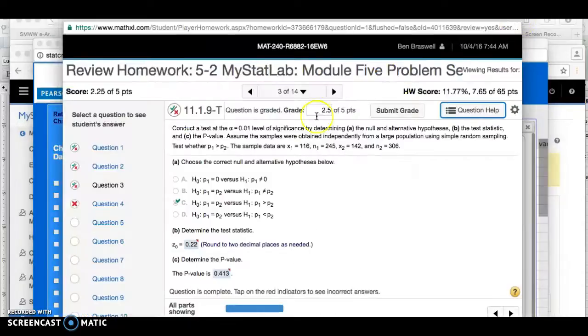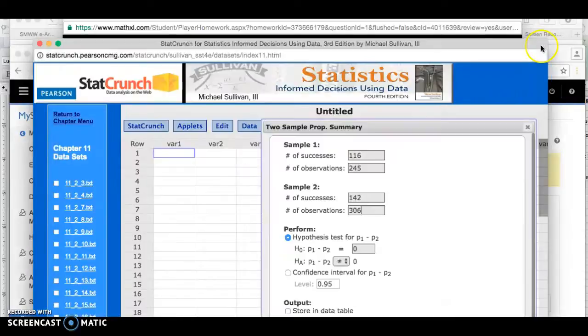Let's see what we have here. We want to conduct a test at alpha of 0.01 level of significance with the test statistic, and this is our hypothesis. We can use this number for a confidence interval, or we can use this information. This is what I'm going to try to use: the null hypothesis is that they're equal, versus the alternative that P1 is greater than P2. So let's go and find that in here.